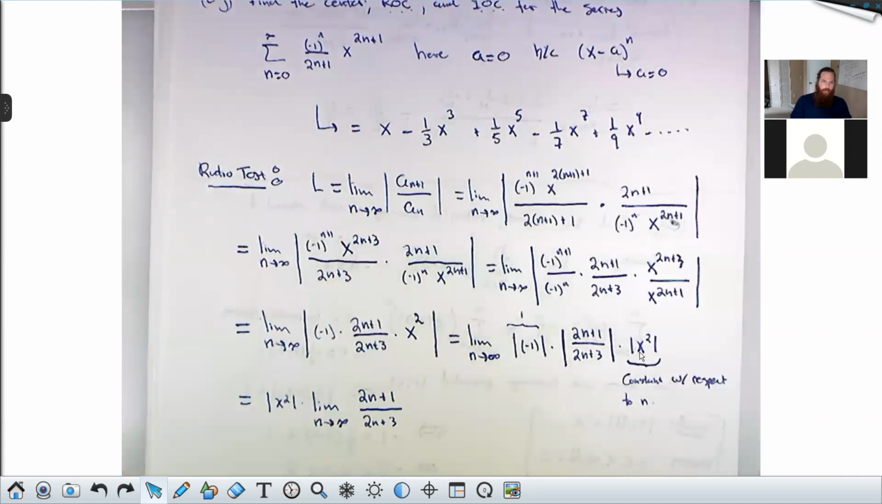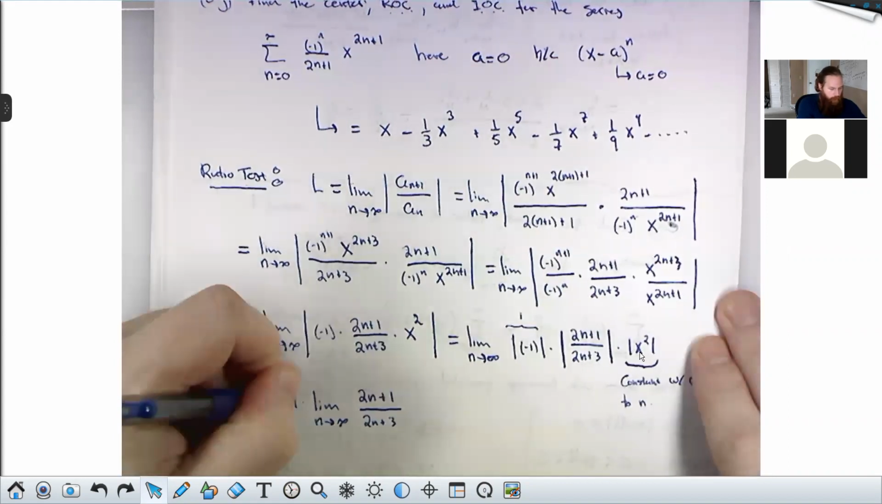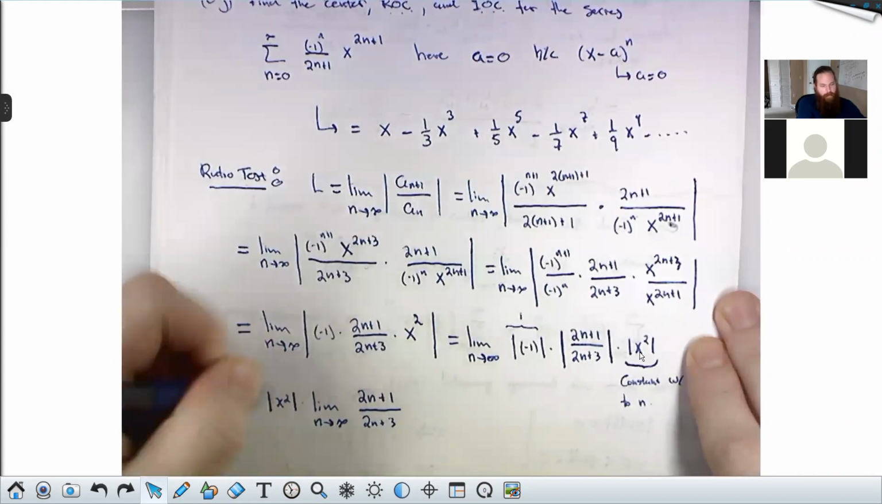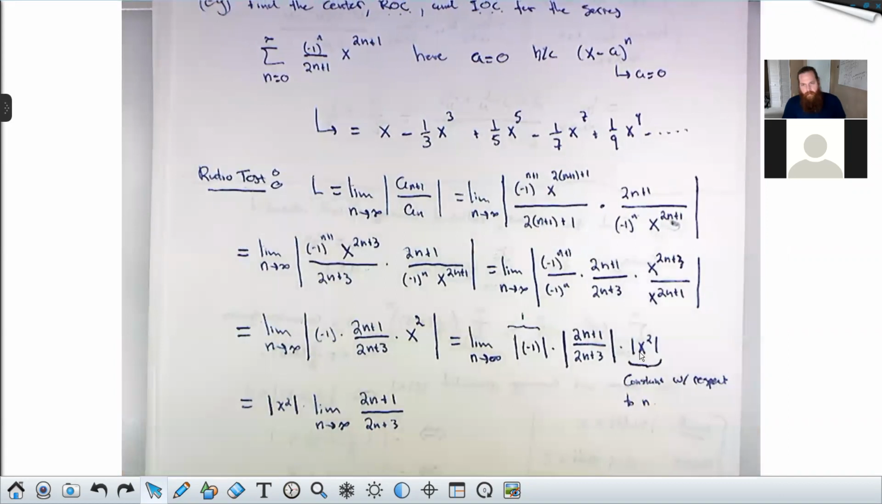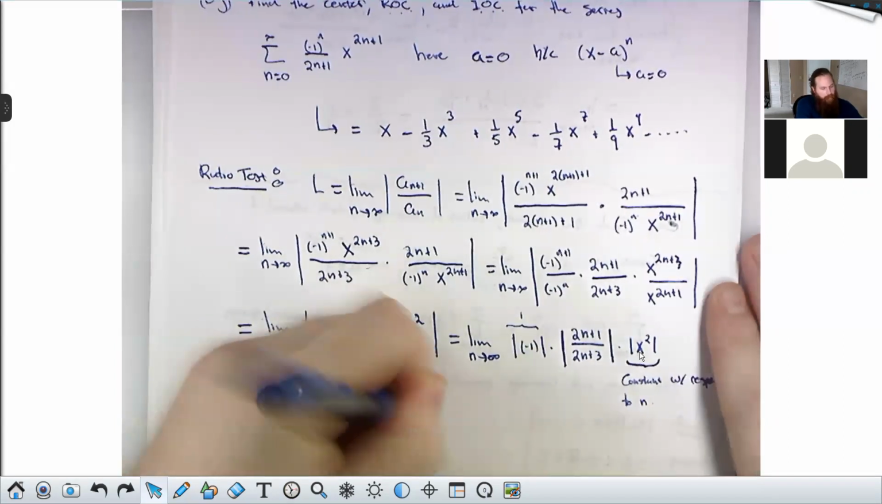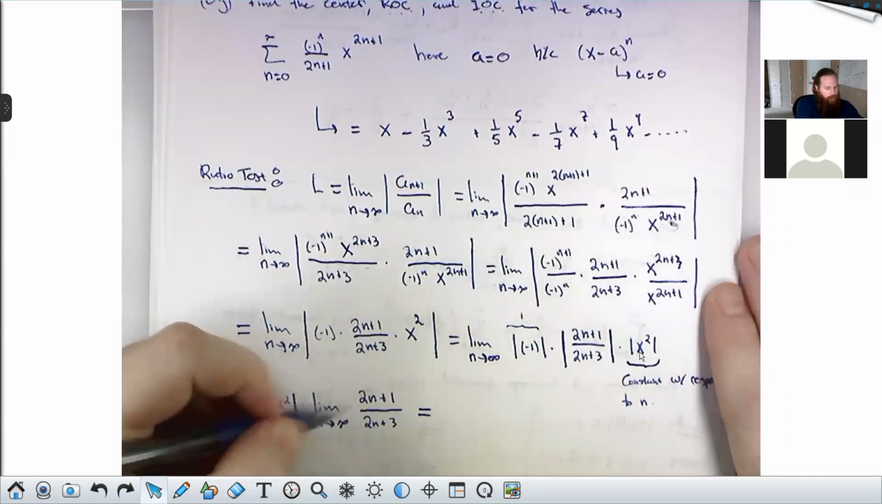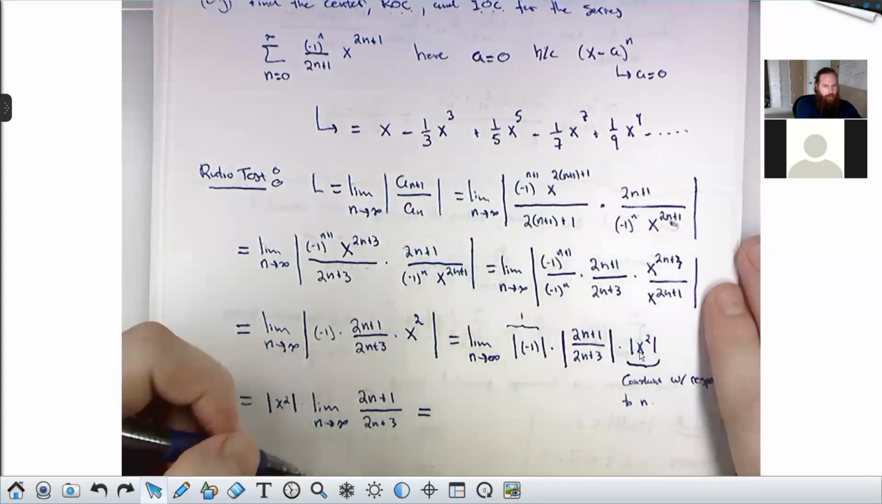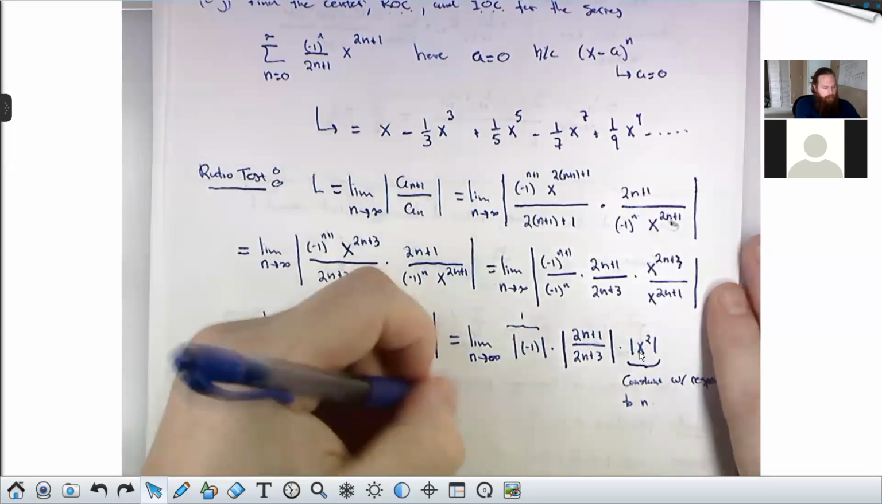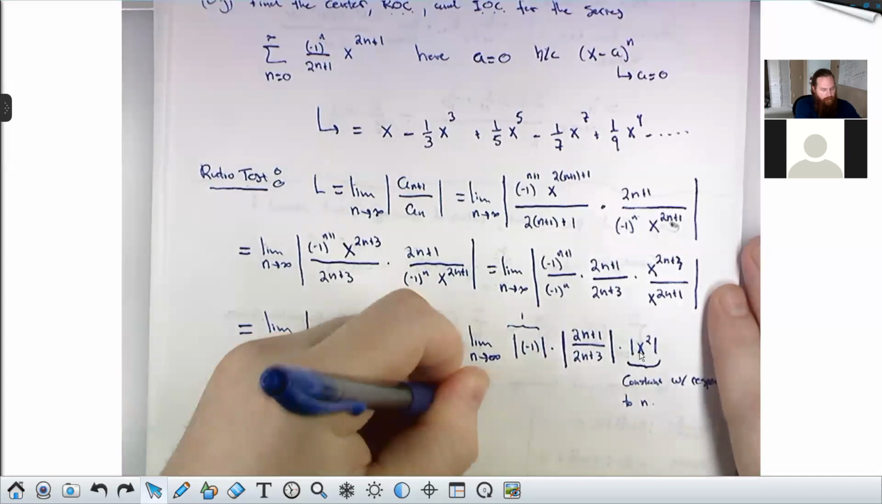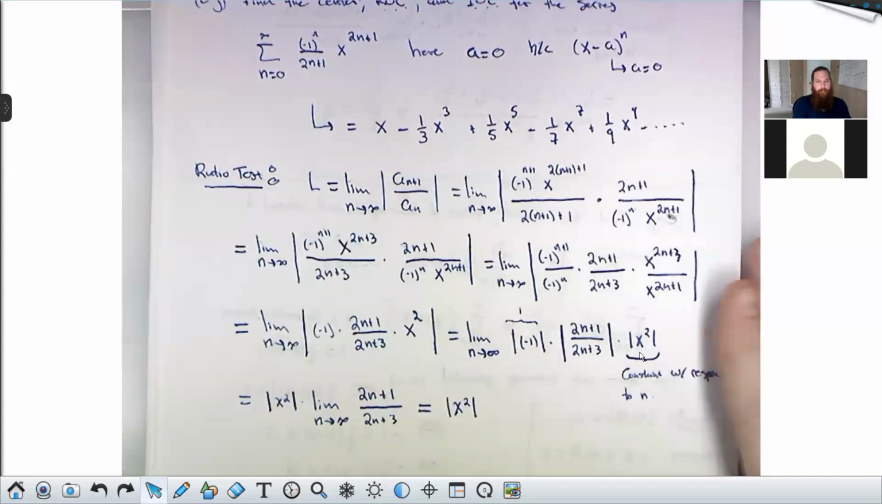You have to figure out where the absolute values matter, and they definitely matter here. And you have to figure out where they don't matter. And then you can take your limit. So as n goes to infinity, (2n plus 1) over (2n plus 3) goes to 1. So this is just absolute value of x squared. Everybody with me?